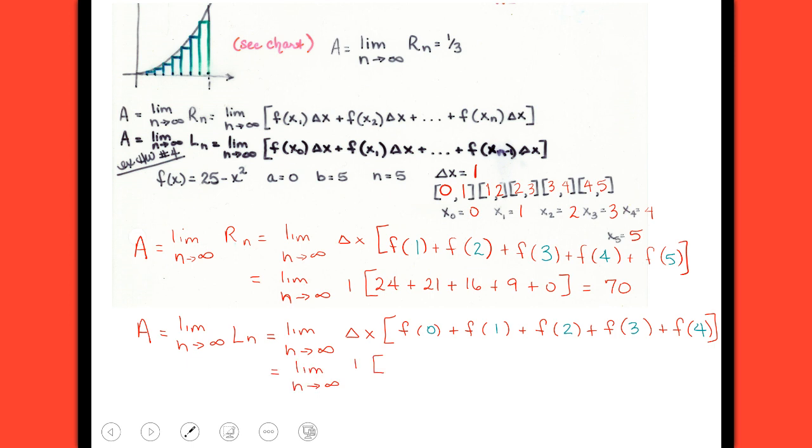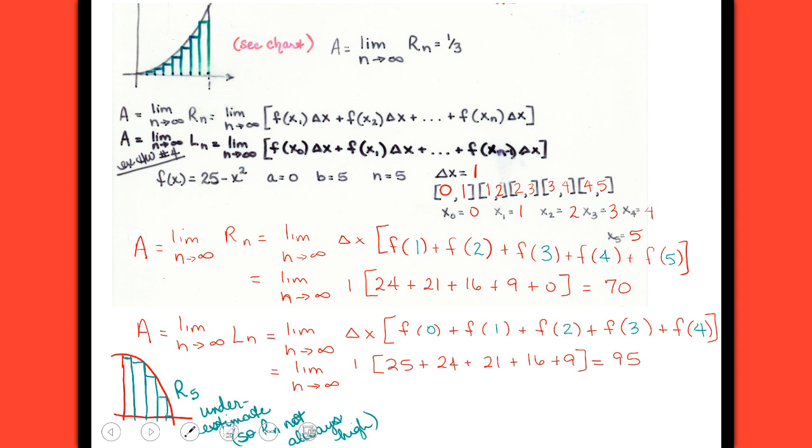Change in x is still 1, so we can put that in. And again, f of 0 tells me put 0 in the place of x in that function. So that'd be 25 minus 0, or 25. And we've already plugged in and calculated all these other values. So sure enough, we had thought that this would be the underestimate and that this would be the overestimate, and we can see that would be true. And we could go back and find the mean of those two to give us an average of what the approximate area might be.